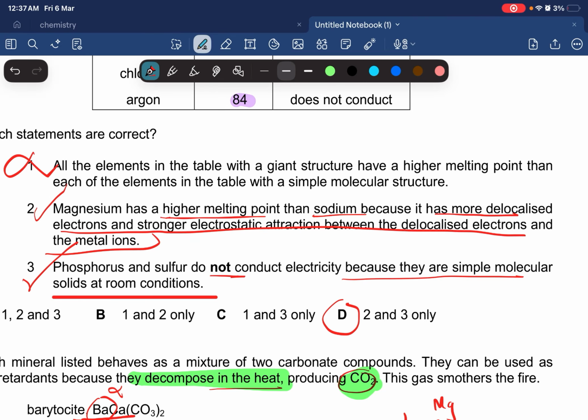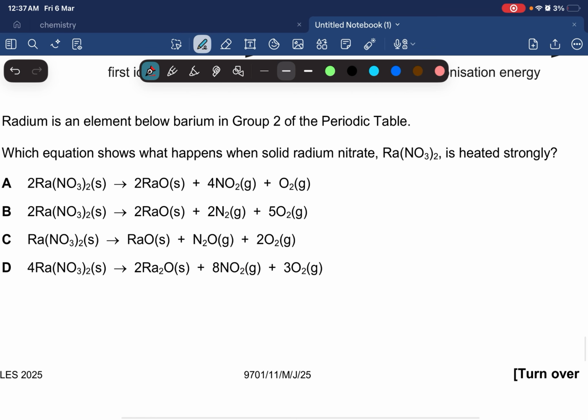1 is wrong. Why is 1 wrong? You guys got to know. We just looked at the table and the table told us.